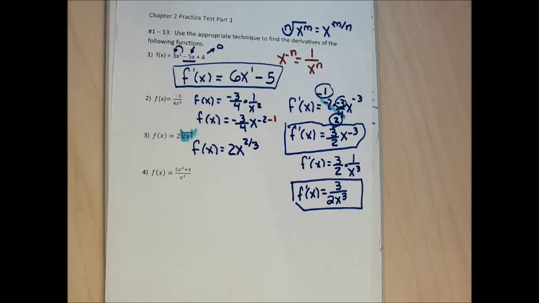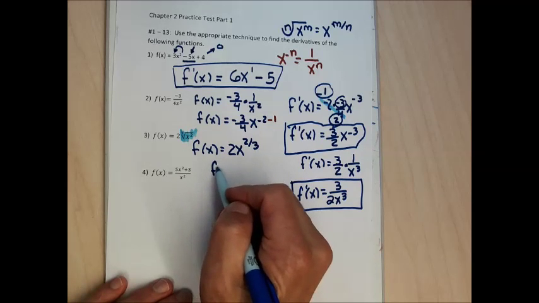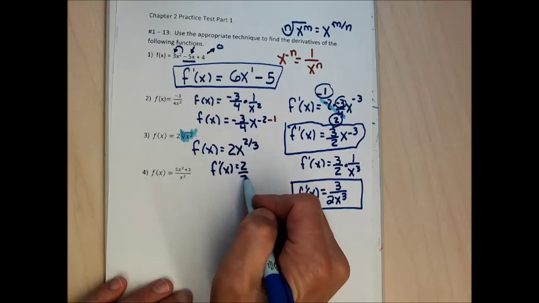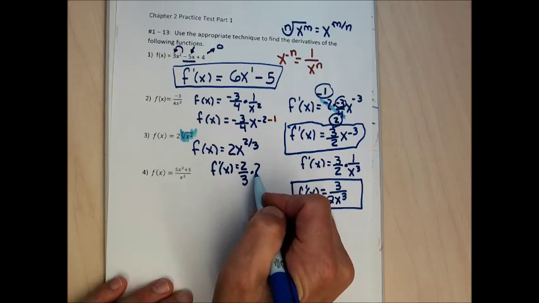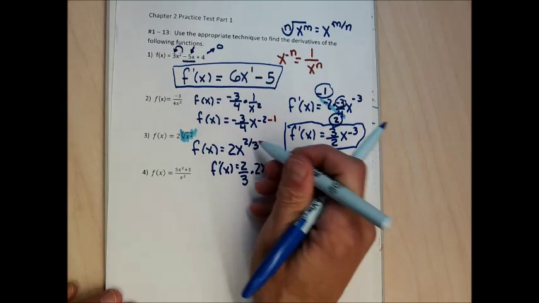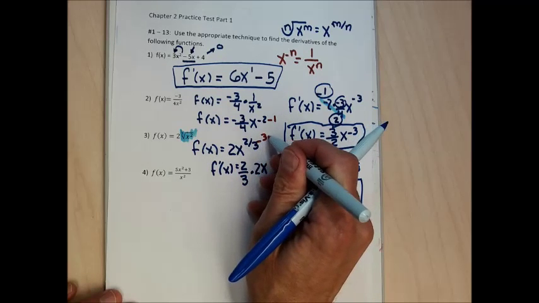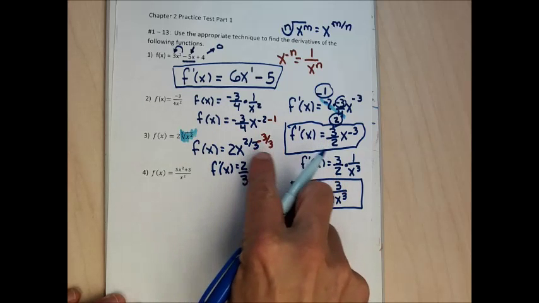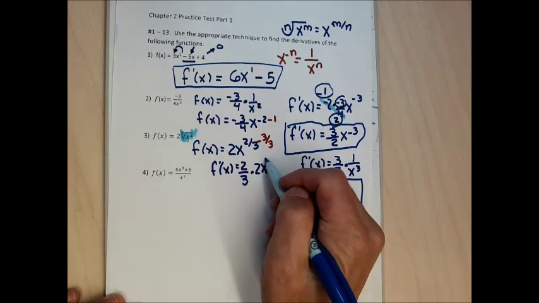Now I'm going to take the derivative, so I'm going to write f prime of x. I'm going to take the exponent of 2/3, multiply it by the coefficient of 2, and lower the exponent by 1. The nice way to lower the exponent by 1 is to subtract something that's equal to 1 that has the denominator that I need. So I'm going to subtract 3/3. And 2/3 minus 1, which is the same as 2/3 minus 3/3, will give me negative 1/3.